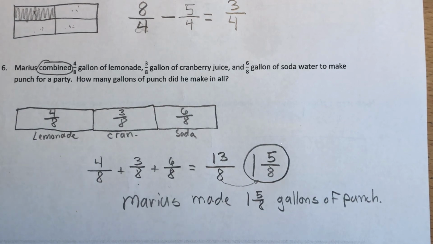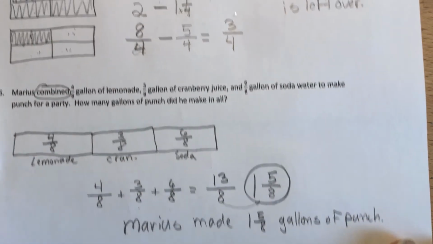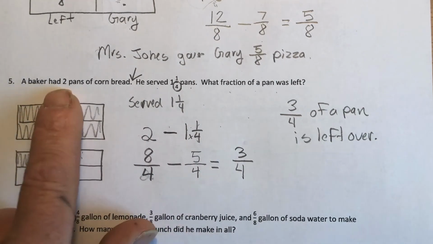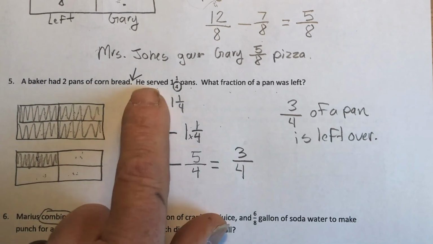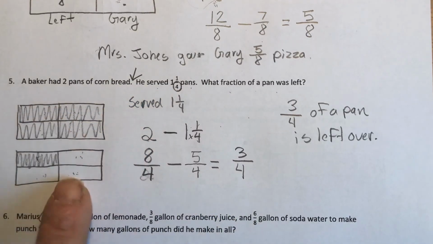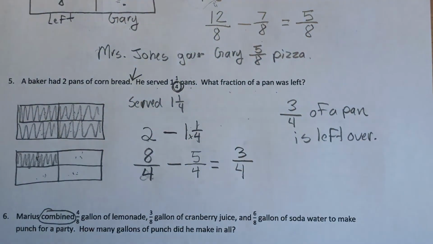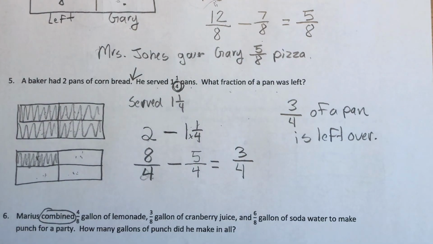And I changed some things up here the way I thought you could see them better, especially number 5, okay? 2 pans of cornbread. There's my 2 pans. He served 1 1/4 pans. I just cut them both in fourths. I've got to figure out what my units are, and then that's what I'm using. And I can see it just by drawing a picture, okay?